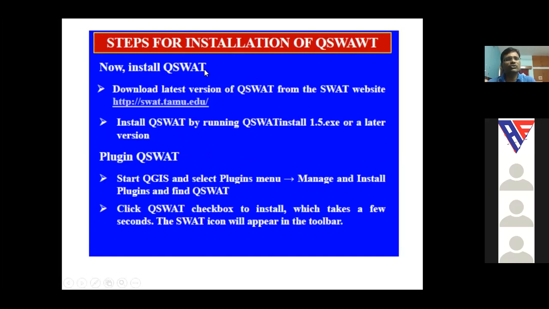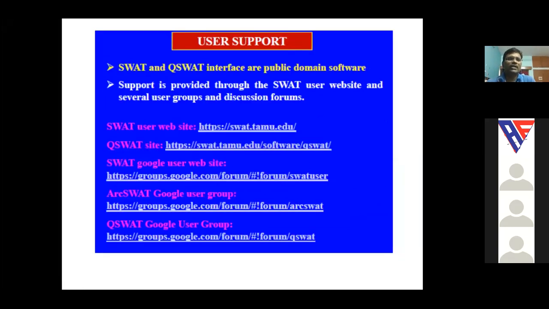Then the next one is the QSWAT. Once you install QGIS and the SWAT Editor, then you can install the QSWAT. You can download the latest QSWAT version from the SWAT website, and then install it. Once you install the software, you can go to the plugins of QGIS, and under manage and install plugins, you can find the QSWAT. I will show you this during the demonstration. These are also some of the SWAT user groups.